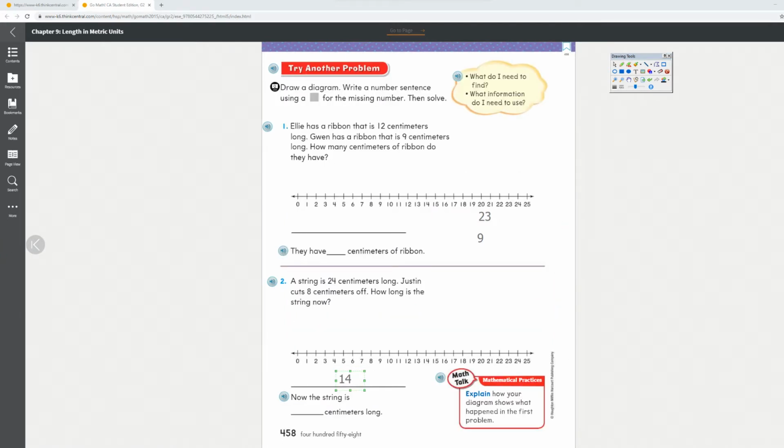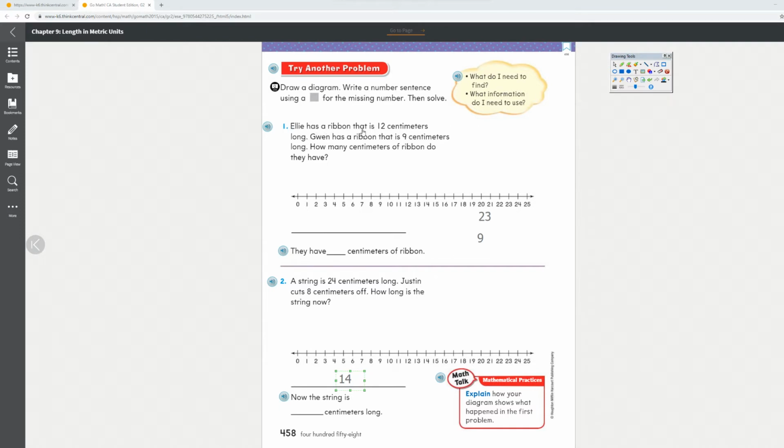Students, we are now on page 458. Try another problem. Draw a diagram. Write a number sentence using a gray box for the missing number, and then solve. So what do I need to find and what information do I need to use? That's what we need to focus on when reading these questions.